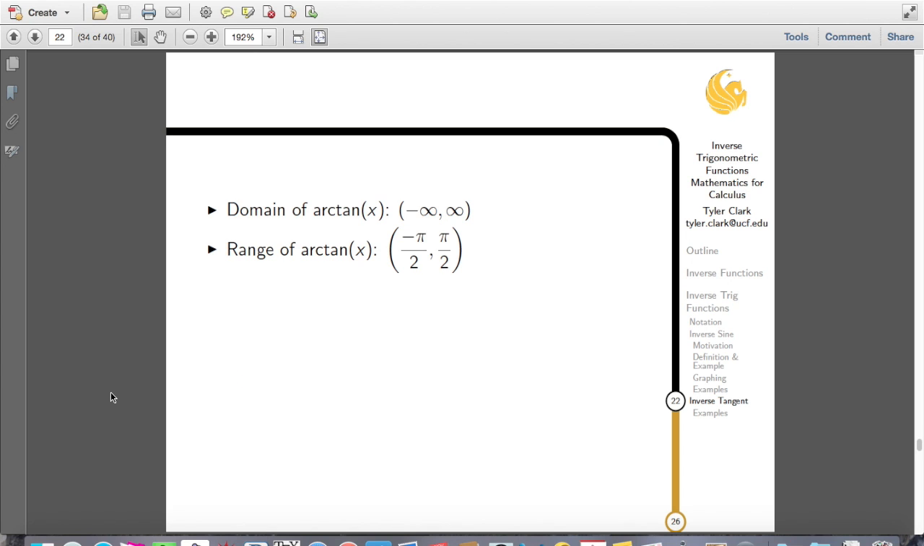So if we look at that domain and range of the arctangent, we see that the domain is -infinity to infinity, which is the range of the tangent function. And the range of our arctangent is -pi/2 to pi/2, which is the domain of our restricted tangent function.